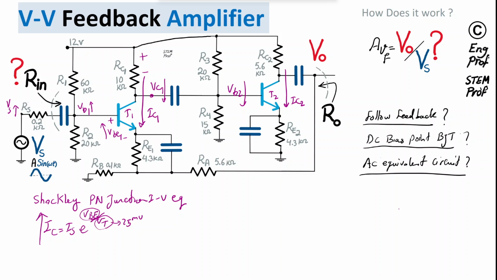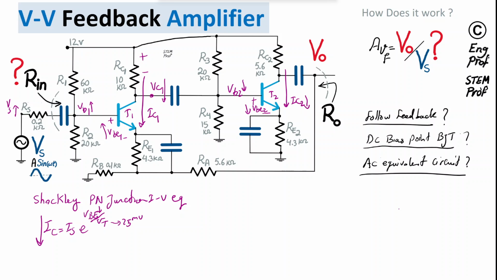Notice that the emitter of transistor 2, via this bypass cap, which is shorted at the AC frequency of interest, is connected to ground. So effectively the emitter of transistor 2 is AC-wise grounded, so at 0. Therefore, for the base-emitter voltage of transistor 2, if the base voltage is dropping, the VBE is dropping as well. So VB2 dropping, VBE dropping, and again going back to the Shockley PN junction equation for the bipolar junction transistor, with VBE dropping in the exponent, the collector current is dropping exponentially.